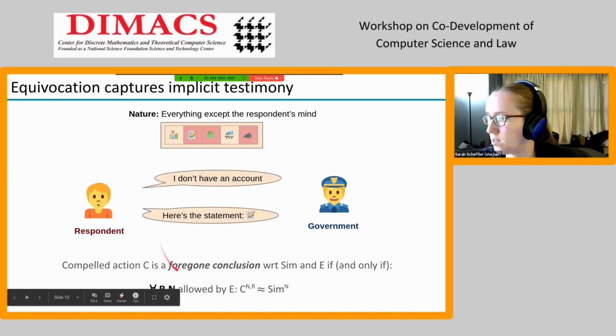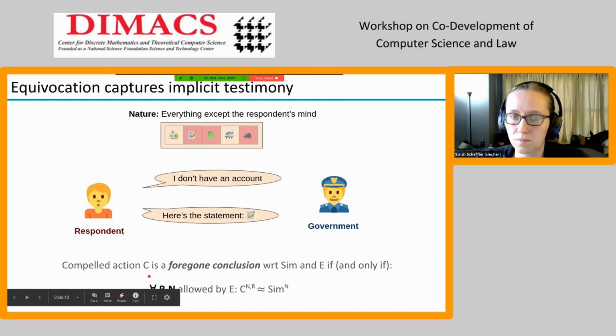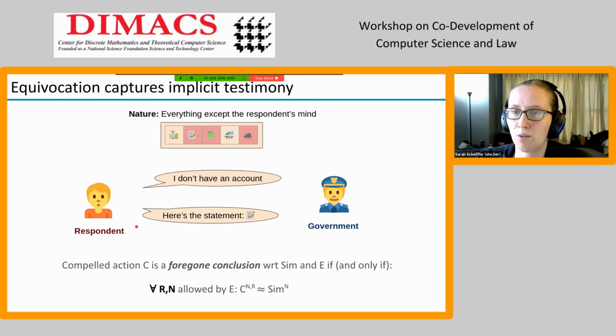But the next question is, where does this nature thing come from? The whole point is that the government might not know in advance whether or not a certain document exists, and the respondent, by coming up to bring these documents, might have just implicitly testified to their existence if the government didn't already know in advance that those existed.